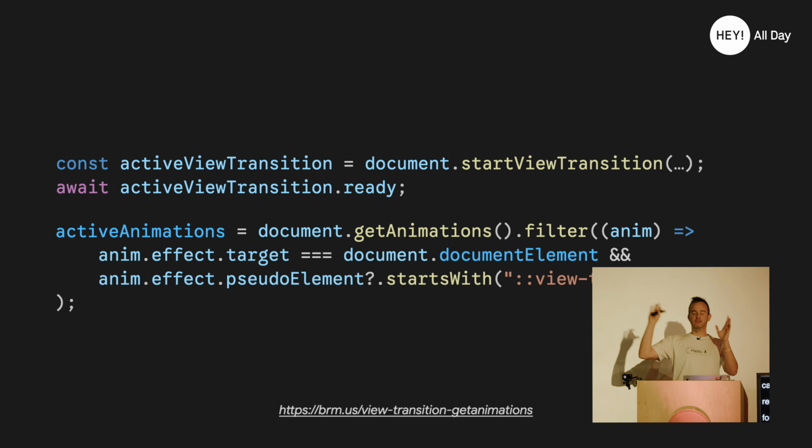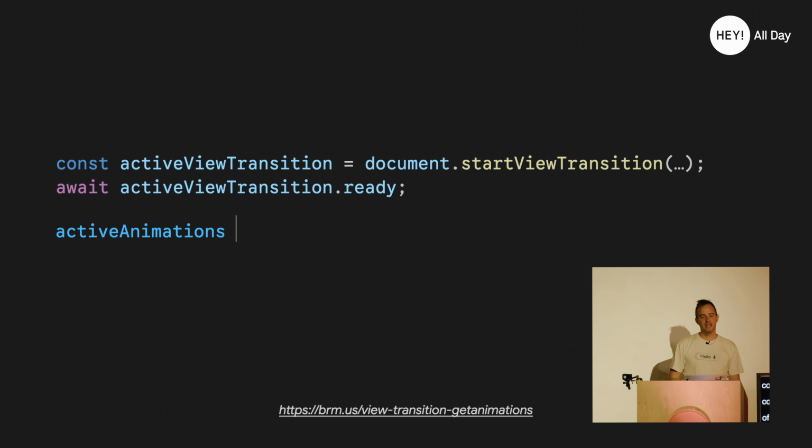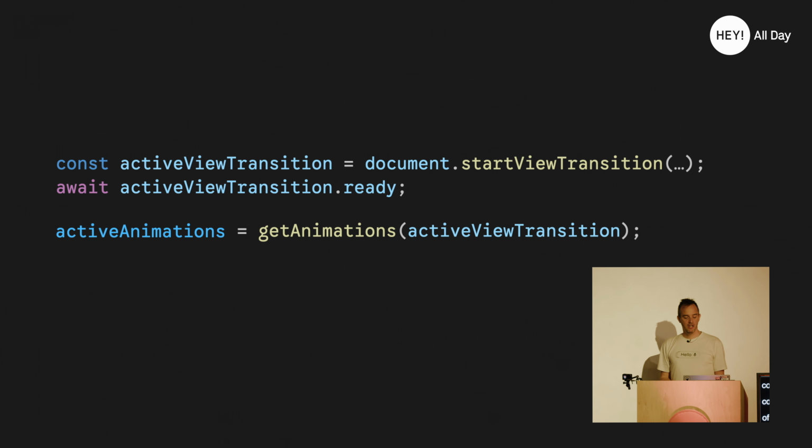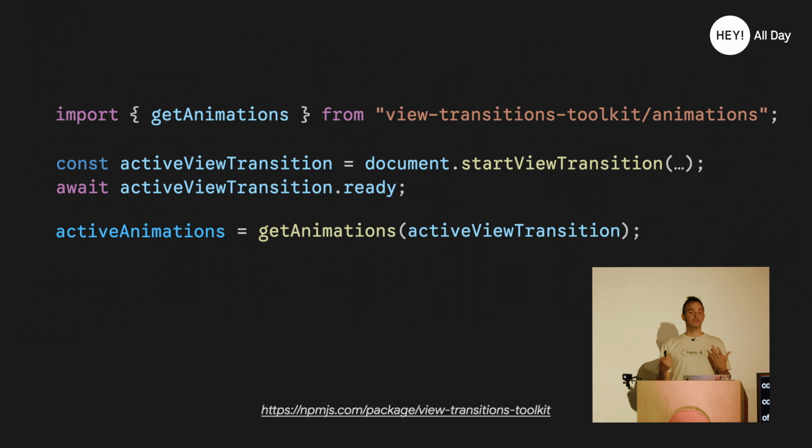So yeah, this piece of code right here, it's given me a lot of nice things to play with. But after typing it and copy-pasting it from CodePen to CodePen, I was like, hold up, I need to abstract this in a function. I just want to have a function getAnimations. Good thing is I've done that for you, and I've made a package from it. It's called the View Transitions Toolkit.